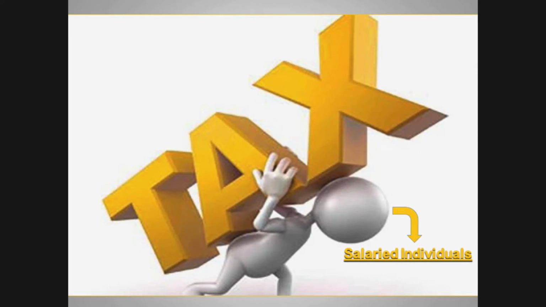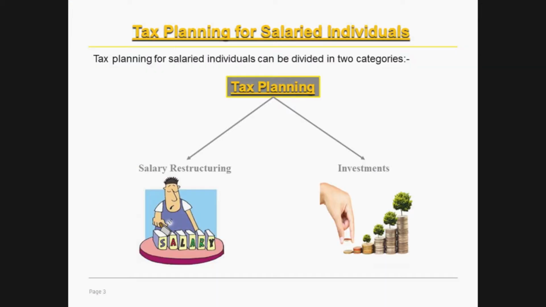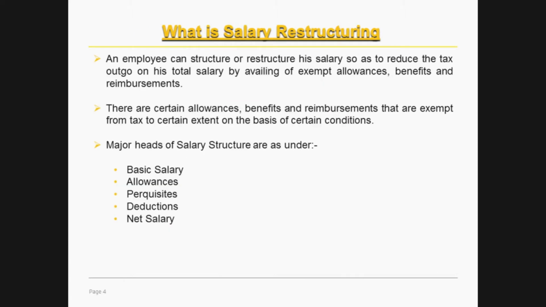If we talk about tax planning, it can be divided into two categories. First is salary restructuring, and the other is investment in tax saving schemes. First of all, we would like to know what salary restructuring is. If any person restructures his salary in such a way that his tax outgo would be less by availing of exempt allowances, benefits or reimbursements. In the Income Tax Act, there are certain allowances and reimbursements that are exempt from tax to a certain extent on the basis of certain conditions.